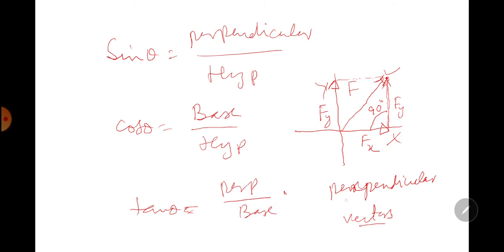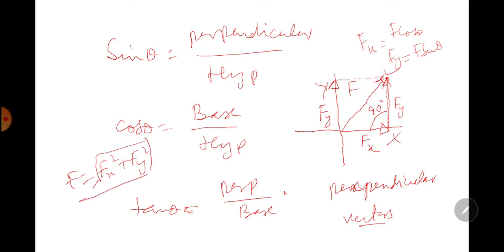Perpendicular vectors are perpendicular components, rectangular components of a vector, because it makes an angle of 90 degrees with x axis, in which Fx is equal to F cos theta, and Fy is equal to F sine theta, and F is equal to square root of Fx square plus Fy square. This is the resultant vector.